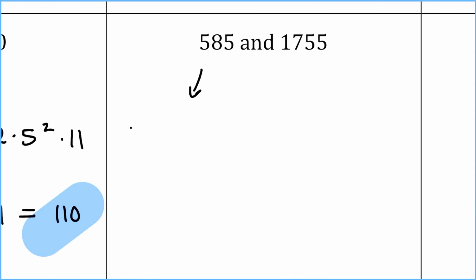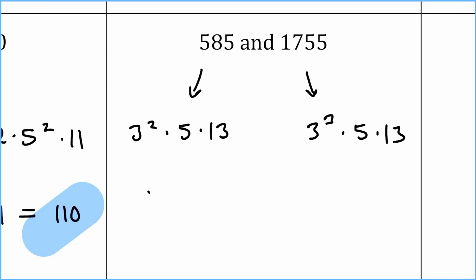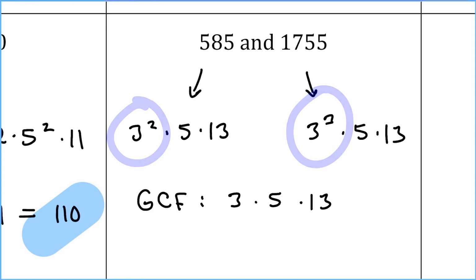585 breaks down into 3 squared times 5 times 13. And 1755 breaks down into 3 cubed times 5 times 13. Good, they both have a 3 in common, they both have a 5 in common, and they both have 13 in common. All right, let's look at the 3's. The 3's have exponents of 2 and 3. For GCF, you have to use the smaller one, and that is 2.